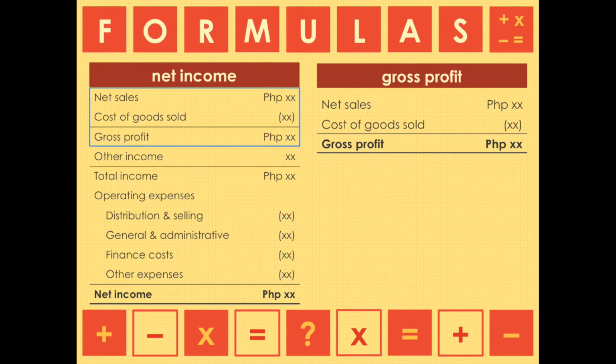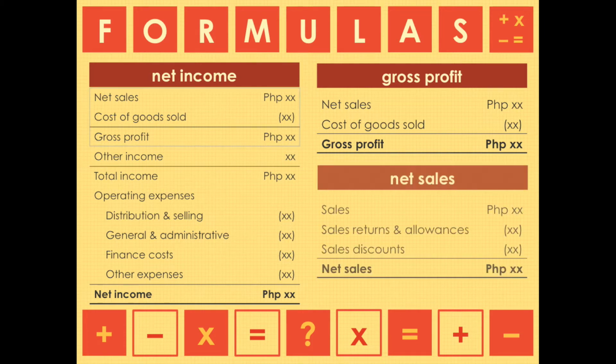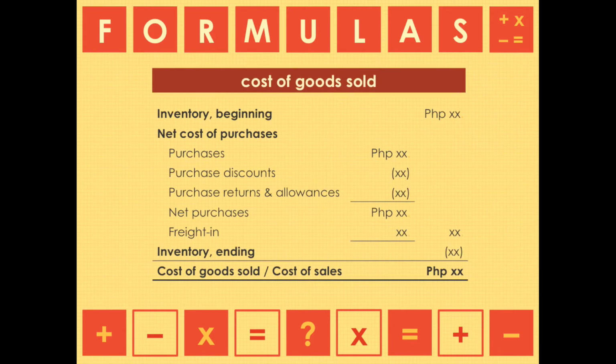From the name itself, net sales, we have net, which means after deductions. Net sales is therefore computed as total sales or gross sales less any sales returns and allowances less any sales discounts. Another important formula is the cost of goods sold. It's computed as the inventory at the beginning of the period plus the net cost of purchases less the amount of inventory at the end of the period.